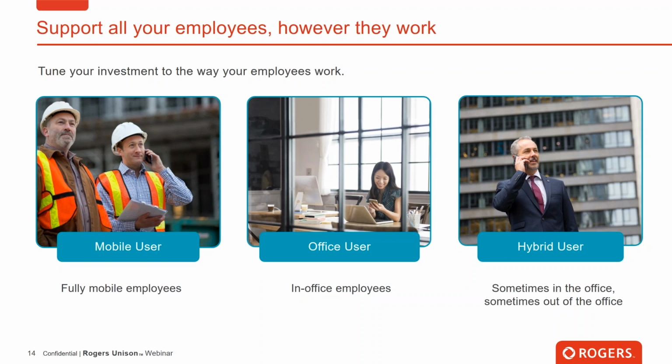We have 3 different user types that we believe 100% of your employees will roll up to for Unison. The first is your mobile user. So these are people who are fully mobile throughout their workday. Think about construction crews, maintenance teams, salespeople, or maybe those 50% of people who aren't in their cubicle because they're very mobile in their workday and they don't want to have to use fixed telephony anymore. So they're going to be using just their mobile phone.